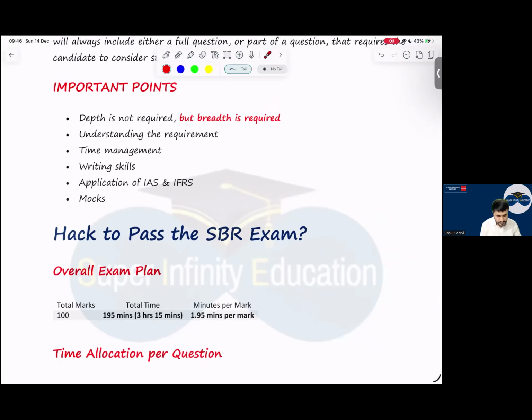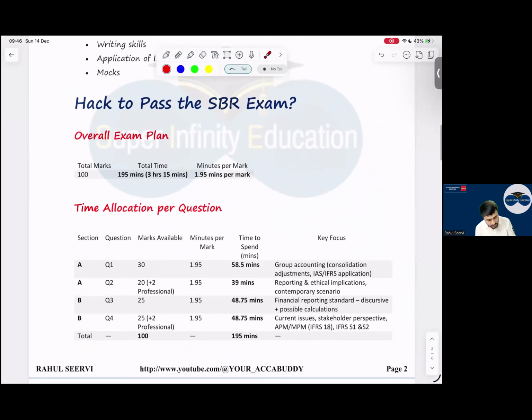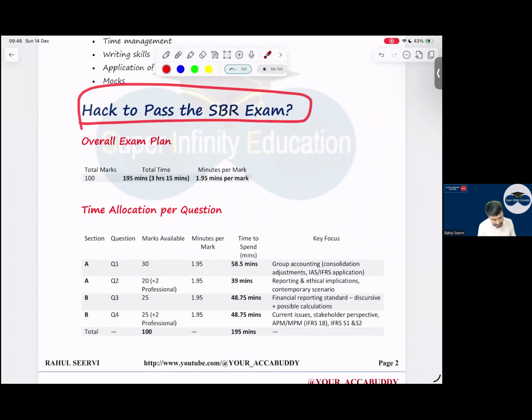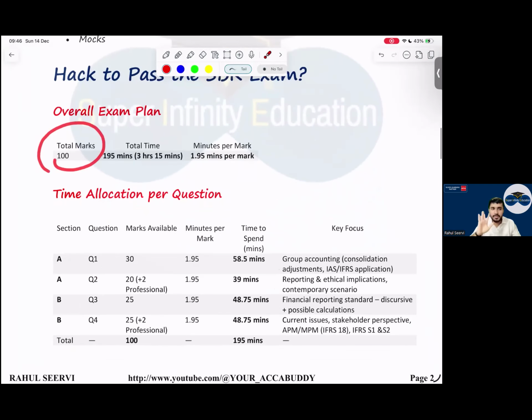Yes, sir. Now coming to the hack to pass the SBR exam. It's not written anywhere. Based on my planning, I say this to the students. As you mentioned, 100 marks in total. Total time is 195 minutes. Per mark, what is the time you can allocate? 1.95 minutes. Simple.